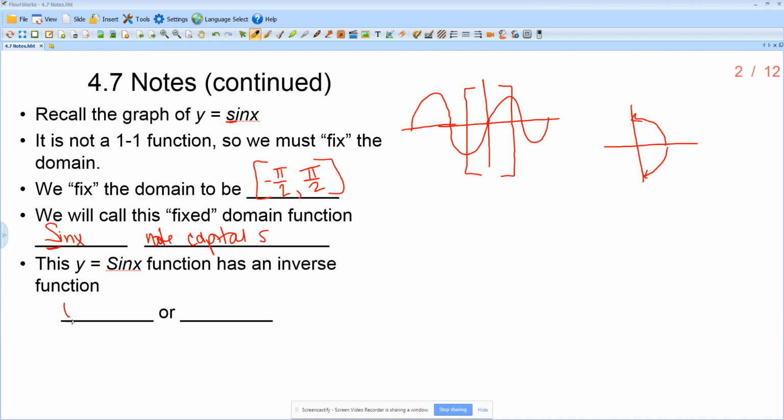Which means, in this case, x equals sine inverse of y, or x equals arcsine of y. So arcsine is just another way of saying sine inverse instead of using that -1 exponent. You have to make sure that you're familiar with seeing either one of these.